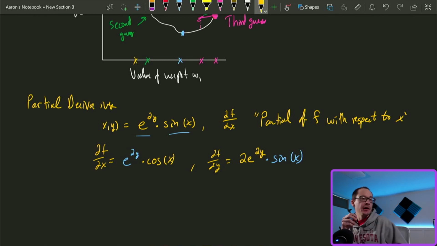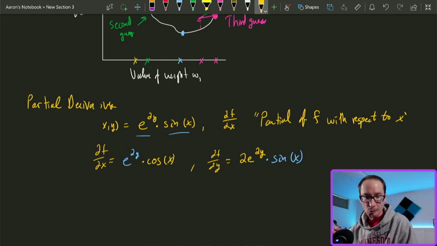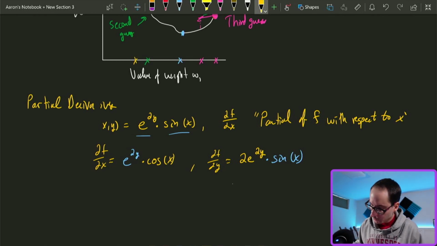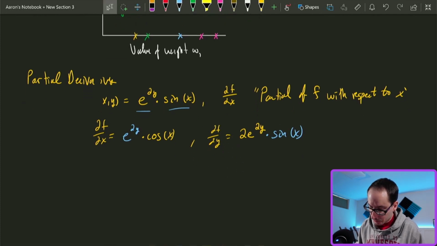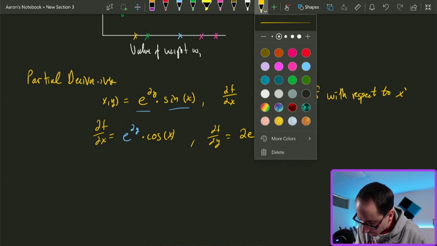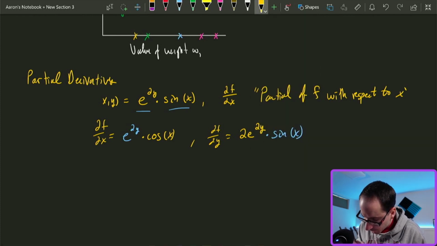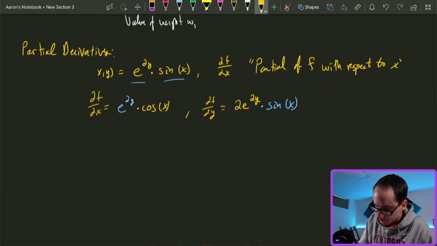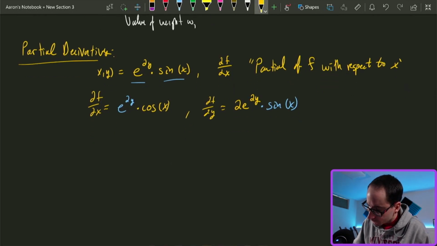We could do more practice of partials if needed, or if you haven't encountered that yet in your mathematical adventures. What happened to my T in derivatives? There we go. That looks better. So, partial derivatives. Cool.